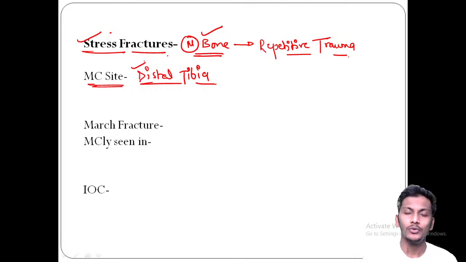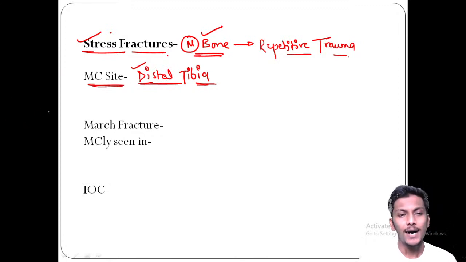The fibula has no such function, which is why the fibula is preferred as a bone for your bone grafting also. Okay, even if you cut the fibula, there won't be any issues, the patient would not face any issues. So the main function is of the distal tibia. As the distal tibia bears the weight due to the repetitive stress, the most common site of stress fractures is also the distal tibia.